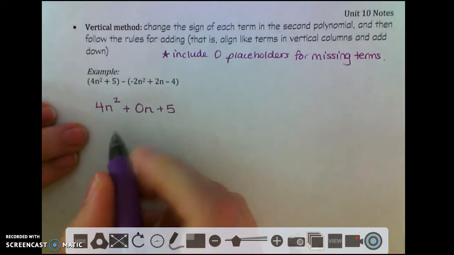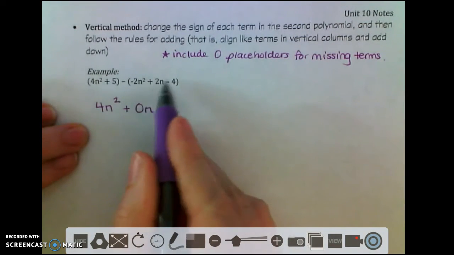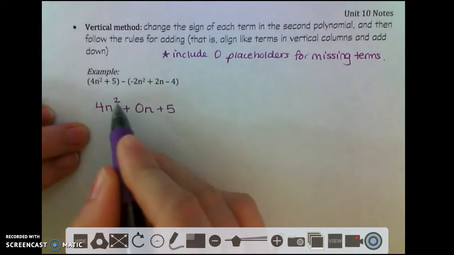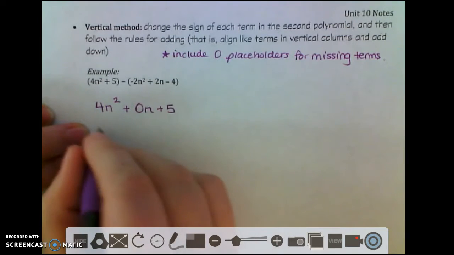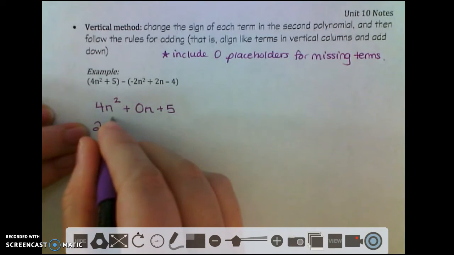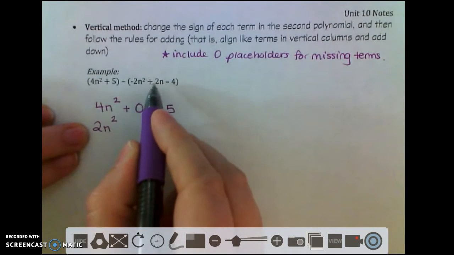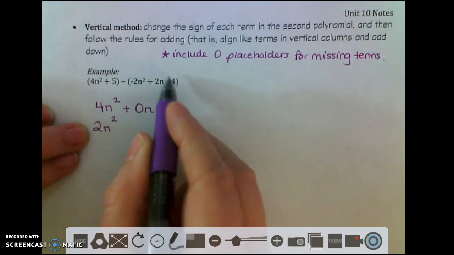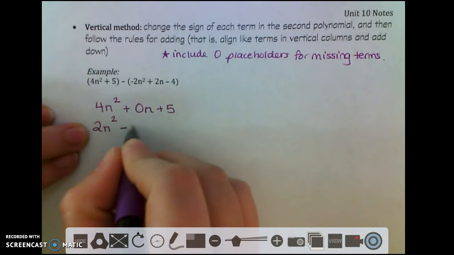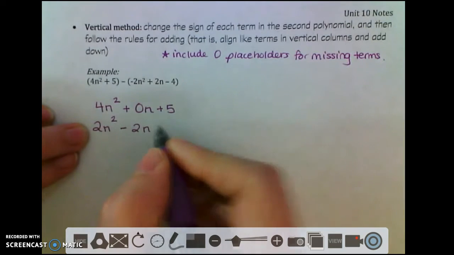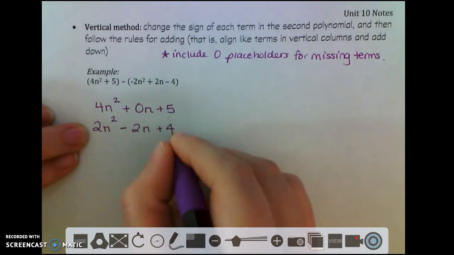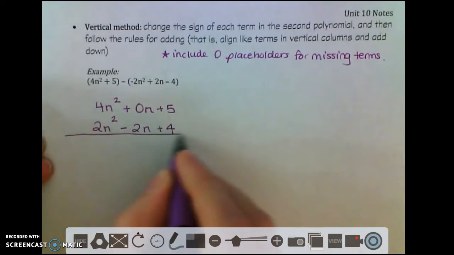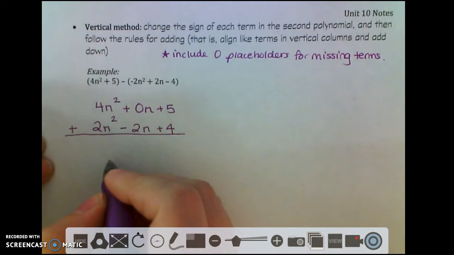Now underneath here, I'm going to flip the sign of each one of these numbers and write them right underneath their corresponding terms. So I have a negative 2n squared, so I'm going to put a positive 2n squared. Then I have a positive 2n, and I flip that sign and say negative 2n. And then I take my negative 4 and make it a positive 4. And then I add down my columns.